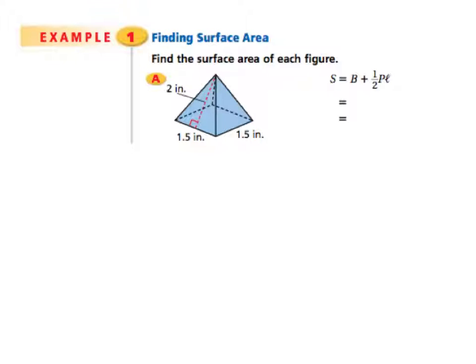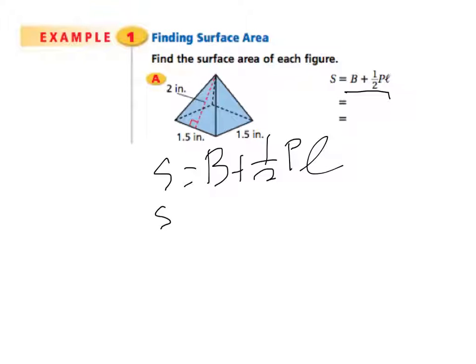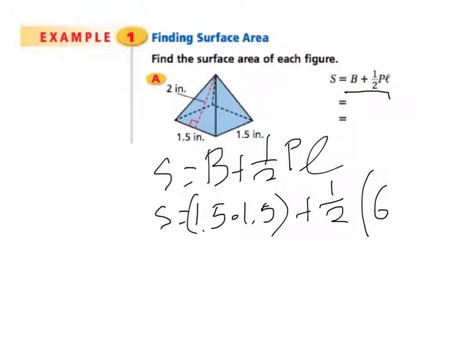So here's our first equation. We have a pyramid, so we have to use the pyramid formula. Surface area is the area of the base plus 1/2 the perimeter times the length. So surface area is the base, 1.5 times 1.5, plus 1/2 times the total perimeter, which is 6, and then the slant height, which is 2.